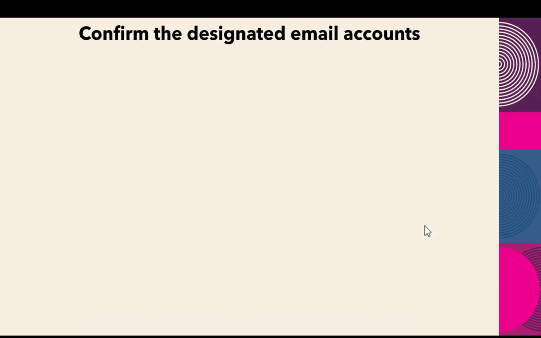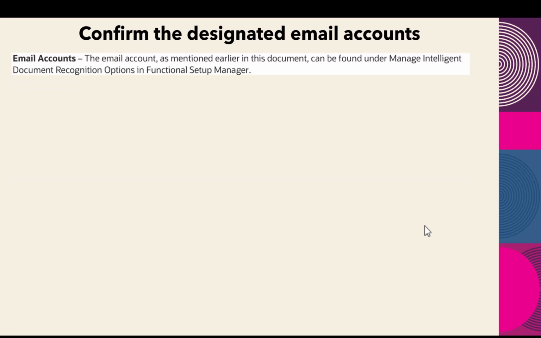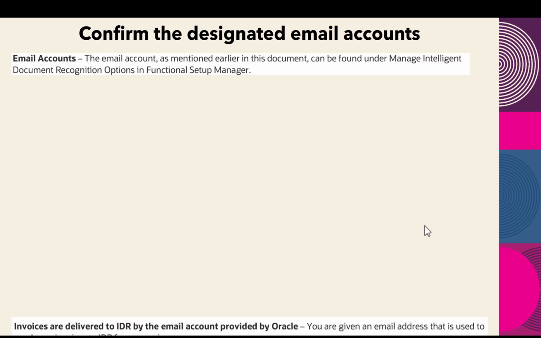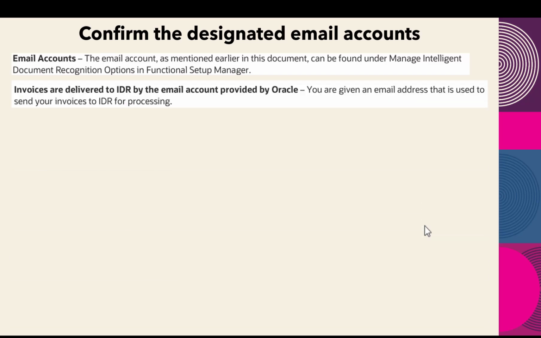Confirm the designated email accounts. That email account, as mentioned earlier in this document, can be found under Manage Intelligent Document Recognition in the Functional Setup Manager. As I showed you before, there is one email address. Invoices are delivered to IDR by the email account provided by Oracle. You can give an email address that is used to send your invoices to IDR for processing.